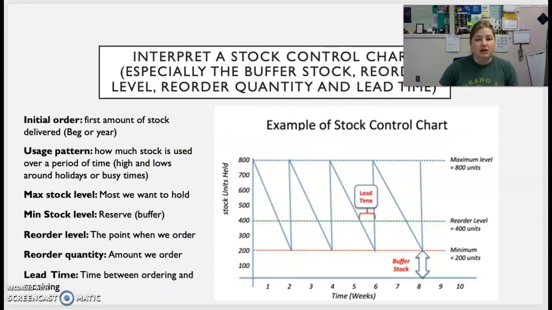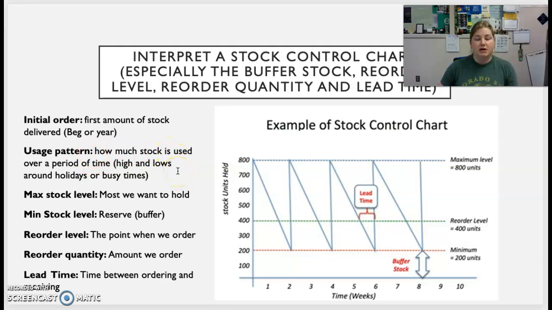So interpreting stock control charts, the buffer zone, reorder time. In this example of a stock control chart, the initial order is the first amount of stock delivered. It says beg or year, which should be beginning of year. Sorry about that. So right at the beginning of the year. The usage pattern is how much stock is used over a period of time.